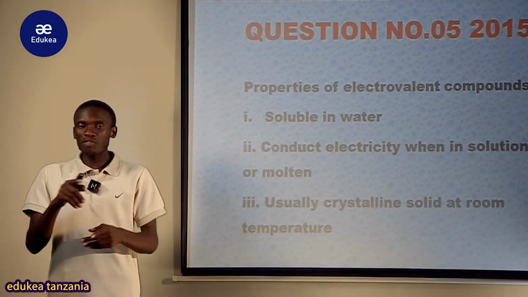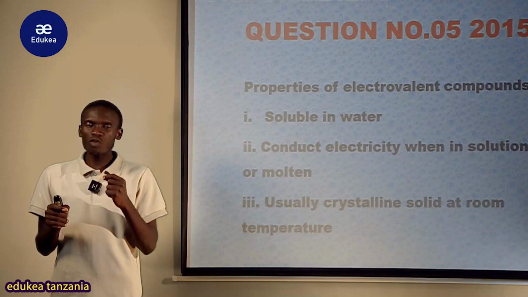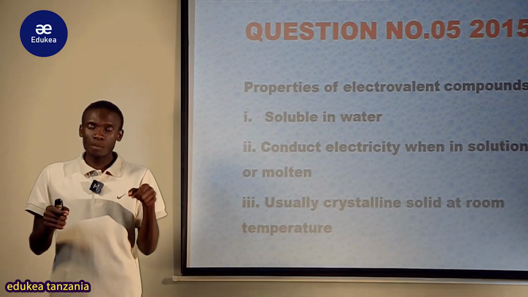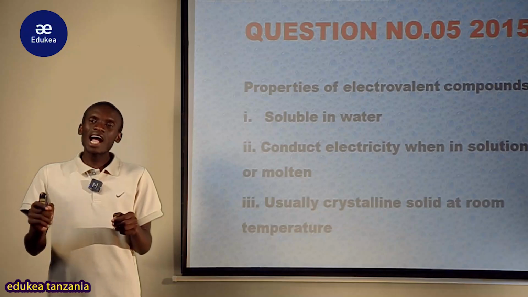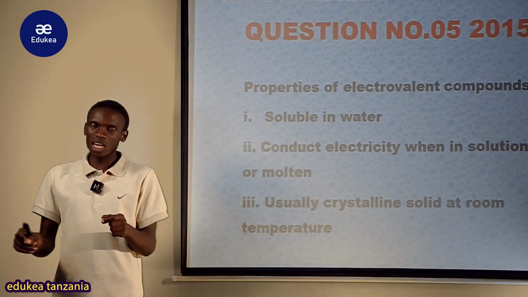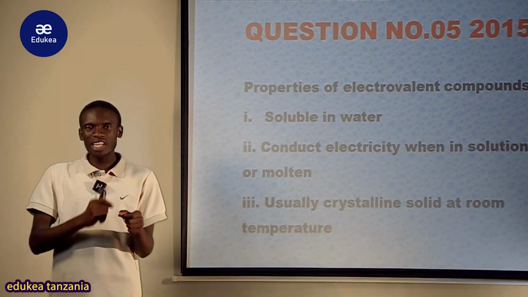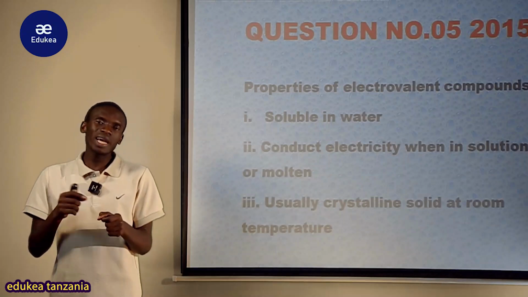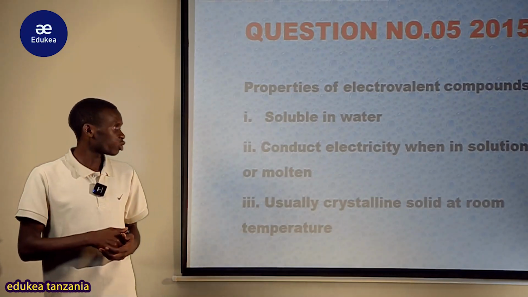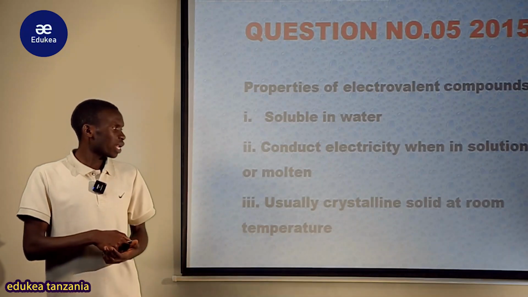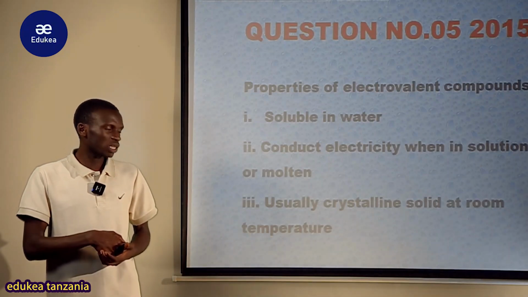These ions are free to move in solution. So if you supply electricity in the solution, the ions are able to move with charges to the other side and they make the circulation of electricity. That is about this electrovalent compound. Also usually a crystalline solid at room temperature.